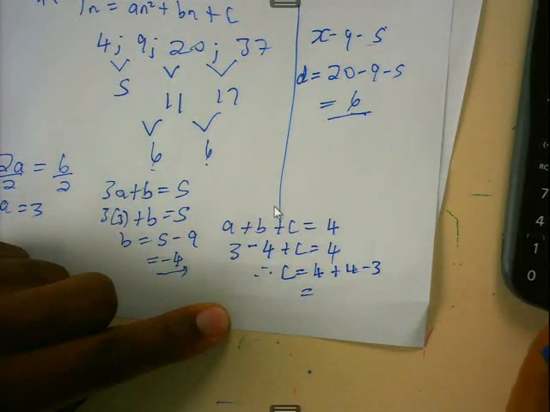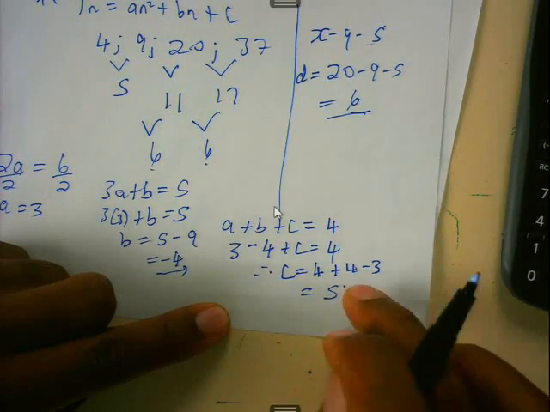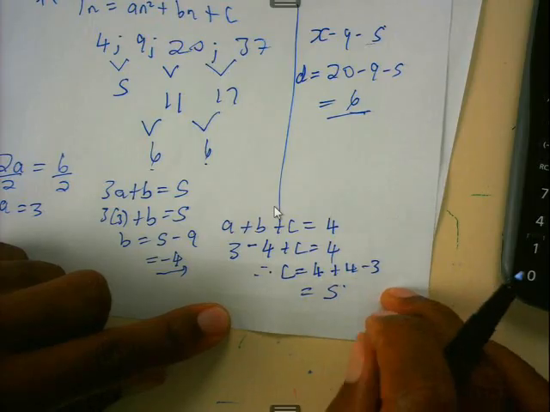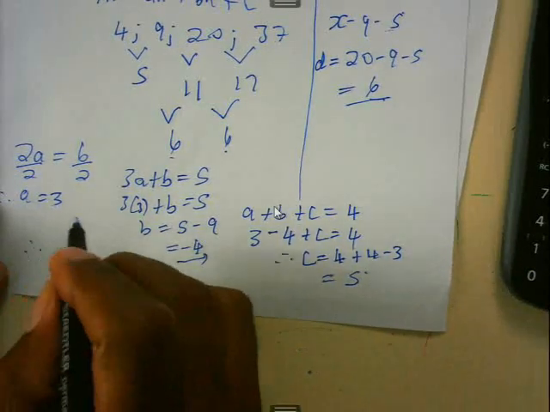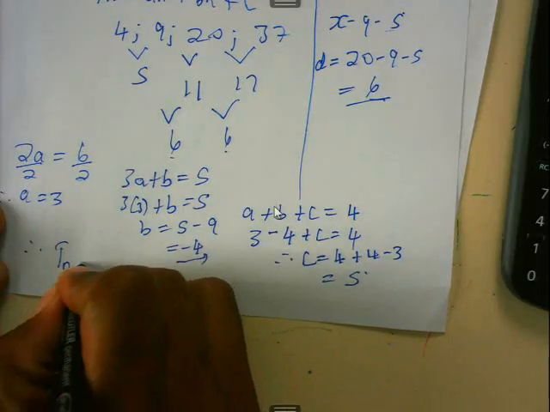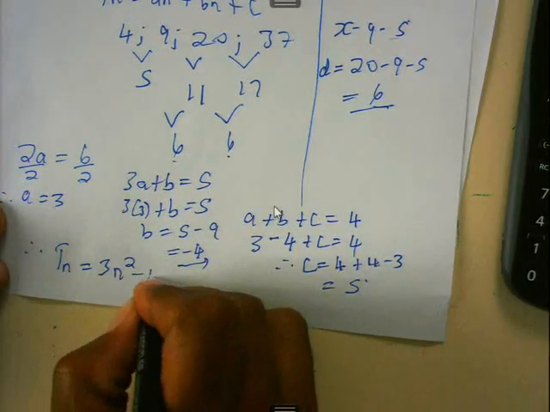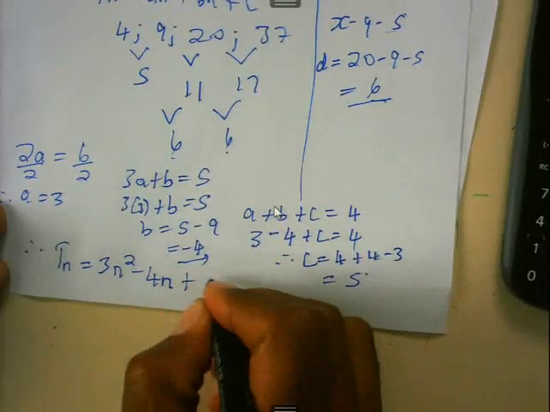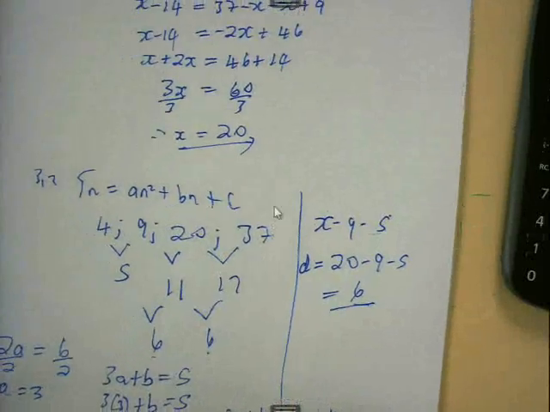c is equal to 4 plus 4 minus 3. And therefore, the answer there is 5, because 4 plus 4 is 8. Now 8 minus 3, that is 5. Therefore, boys and girls, the final answer is Tn equals 3n squared minus 4n plus 5. That is the answer for 3.2.